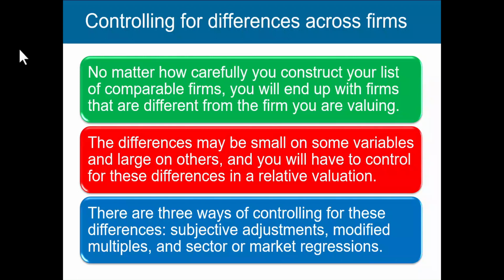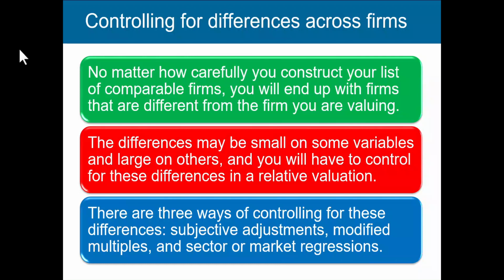Now, basically, the relative valuation approach is used to value a company. Okay, so it says at first that you will end up with firms that are different from the firm you are valuing. Now, suppose there's a company you want to value. It's an unlisted company, which is not listed on the stock exchange, and you want to value the company. The first task will be to look for companies which are listed on the stock exchange, which are similar to the company you want to value.